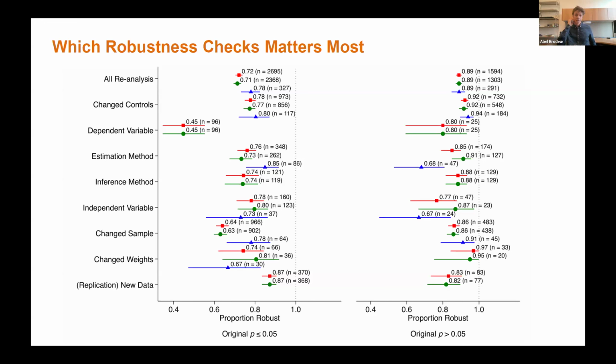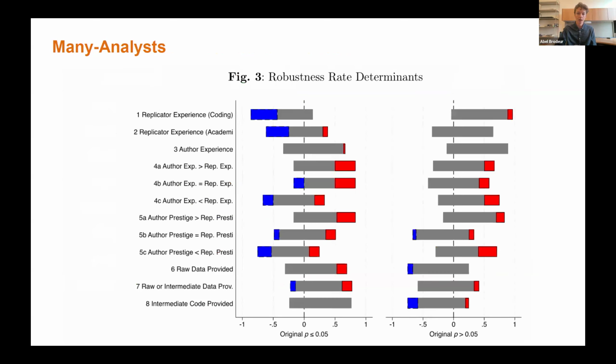Here also, we have new data, so we've done replication. Sometimes it means that we just extend the sample by a lot of years. Sometimes we collect new data in the lab when it's experimental methods. It's robust most of the time, actually. This is what we uncovered. We were quite surprised by this.